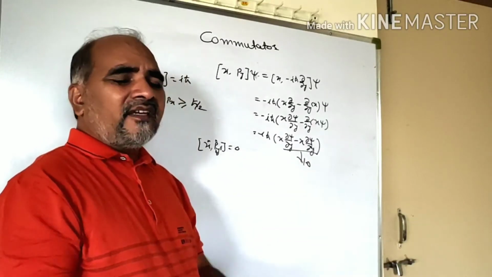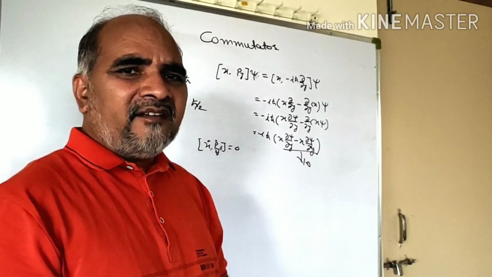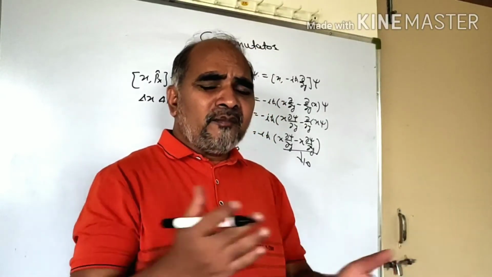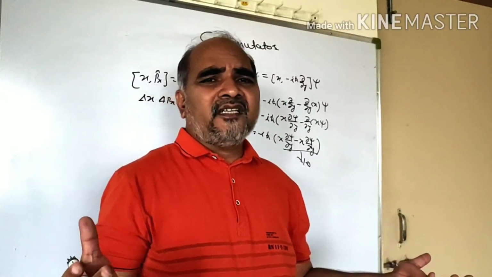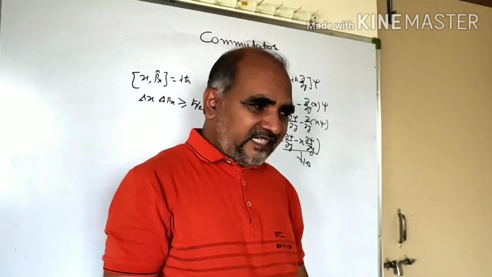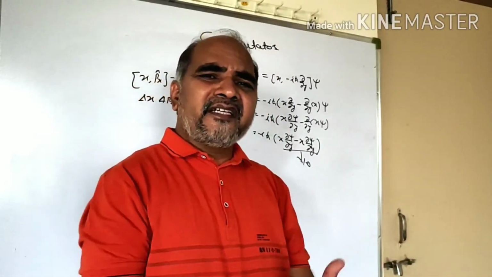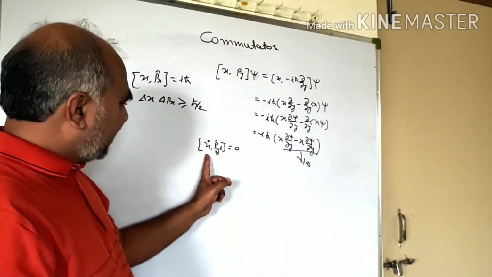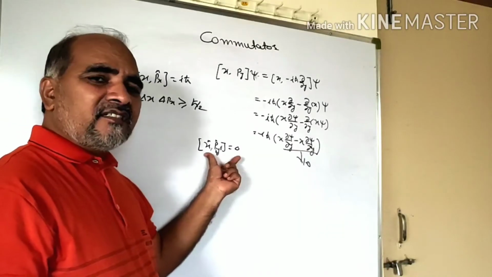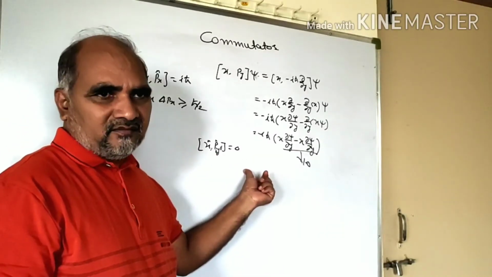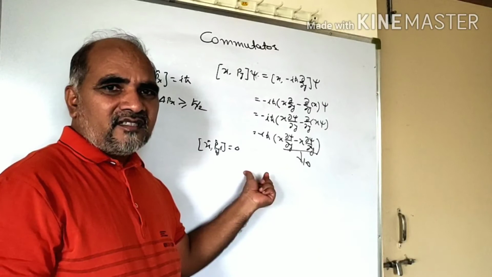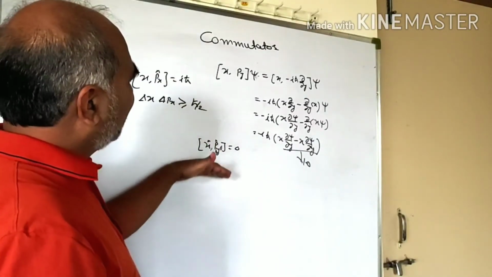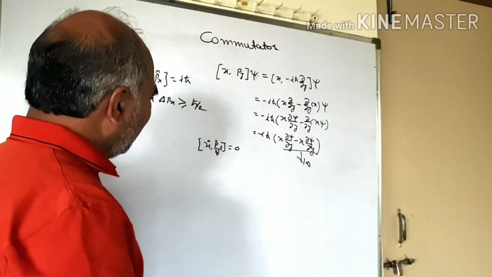In another way, if A and B are any operators and they have no communication, no effect on each other, so there is no relation between the two, then we can say that their commutator is equal to 0. So this is the relation for a commutator.